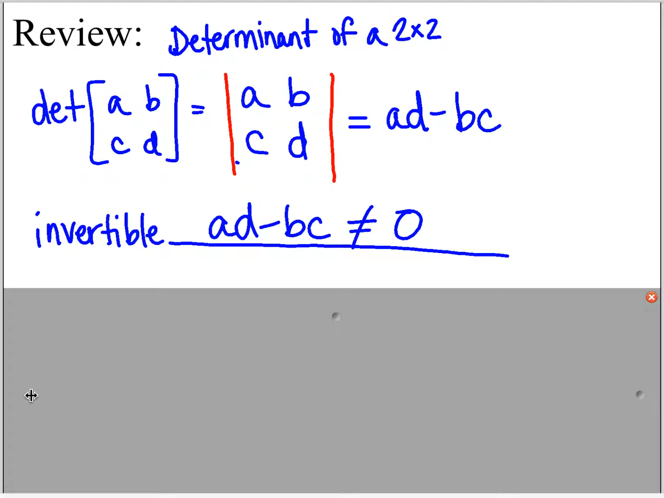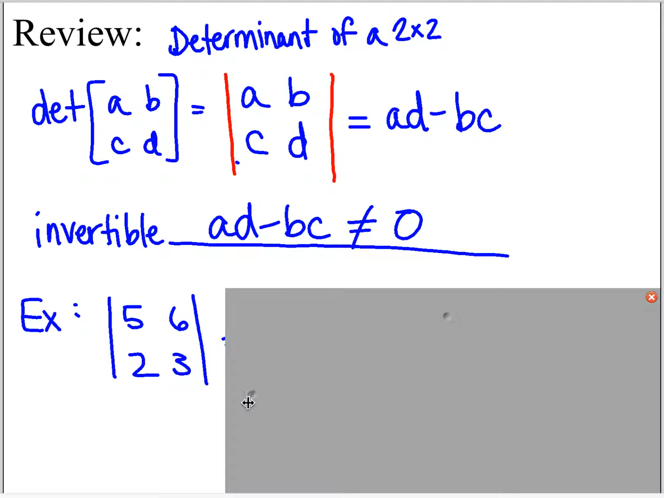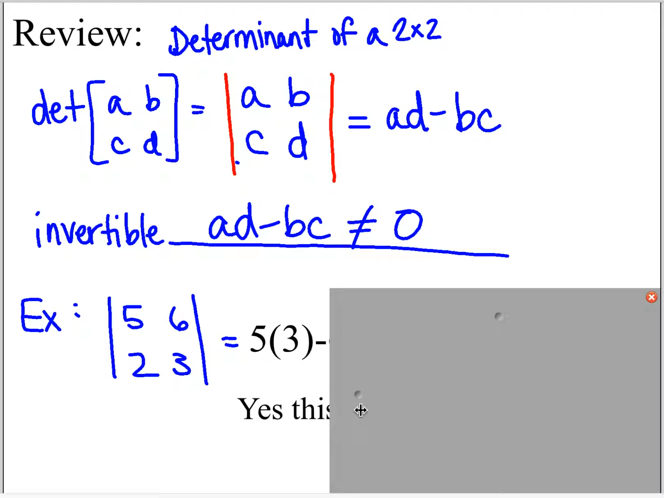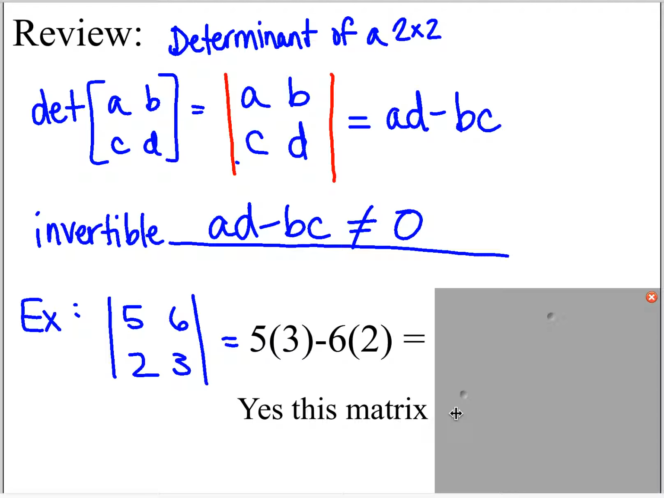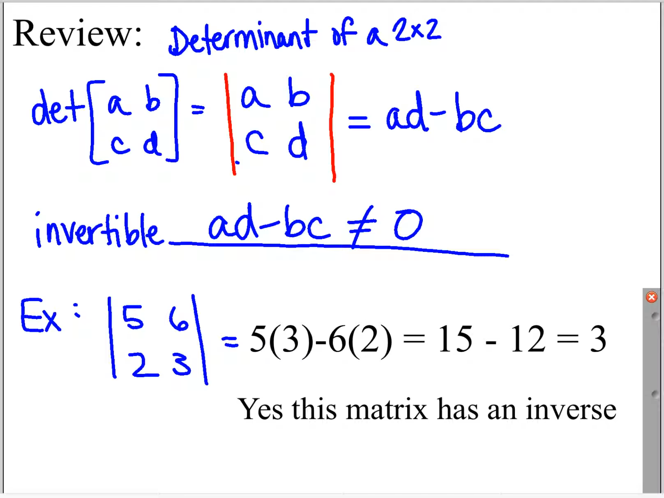So the example that I have is 5, 6, 2, 3. Note how it's just denoted with these vertical bars, and that means to find the determinant of this matrix. You do the diagonal first from top left to bottom right, 5 times 3 minus 6 times 2, which is 15 minus 12, that equals 3. So yes, this matrix has an inverse, meaning it's invertible.